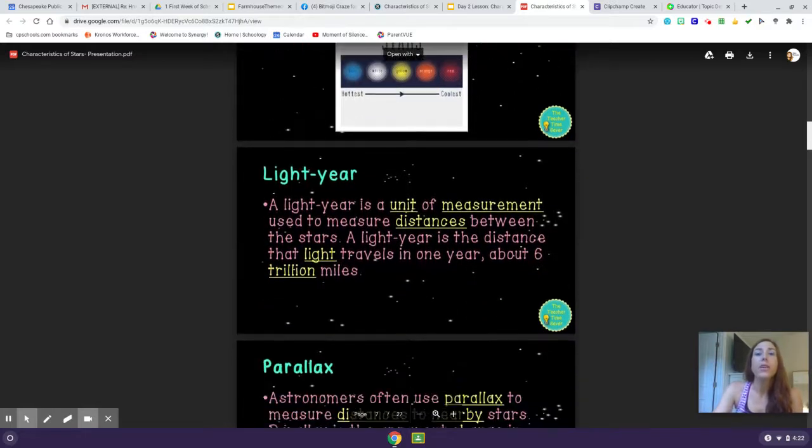A light year is a unit of measurement used to measure distances between stars. A lot of people confuse light year, which is used to measure distance, with thinking that it's used to measure time. But light year is used to measure distance, and it is the distance that light travels in 1 year, which is about 6 trillion miles.